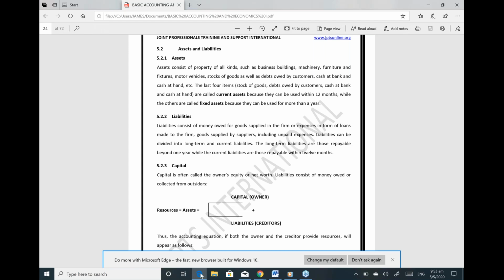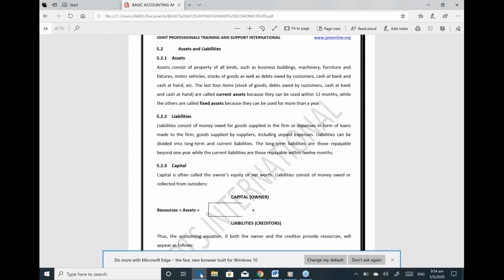The capital is called the owner's equity or net worth. You say, what is the net worth of that organization? People want to know the net worth. You need to understand that the net worth of the organization is both the asset, the current asset and the fixed asset, and the liability. The liability consists of money owed or collected from outsiders, possibly money borrowed from the bank to make up some things in the organization.